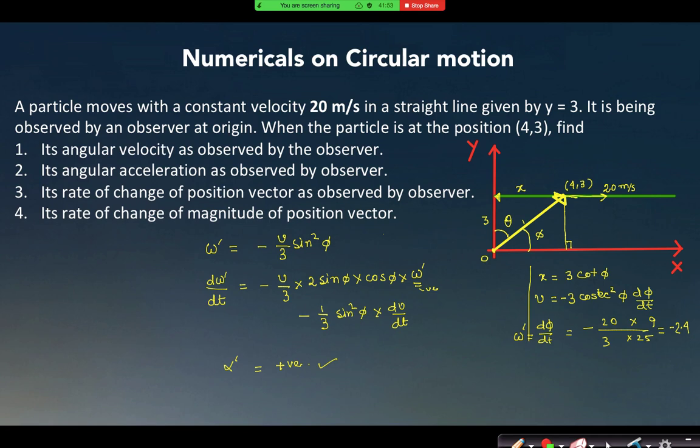By calculation itself, I can find everything. All right.